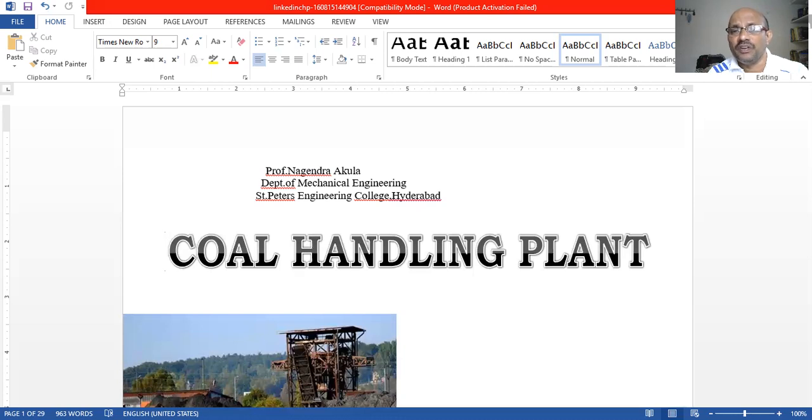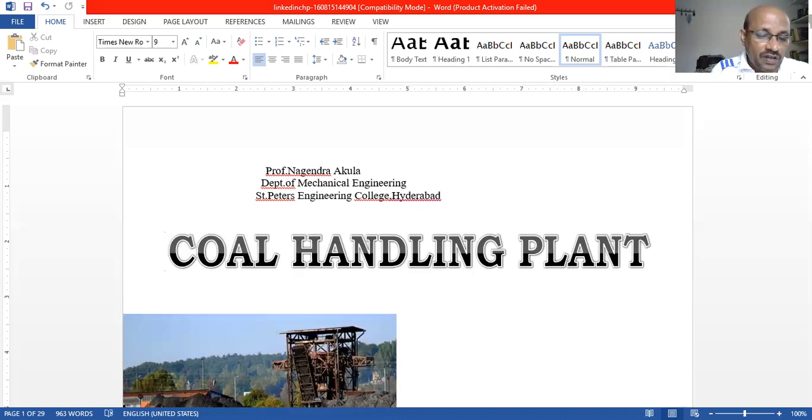Basically the power plant requires less water, that is true, but sufficient water has to be available. That is one thing. So once the coal has come from where it is available, after that we have to unload that coal.